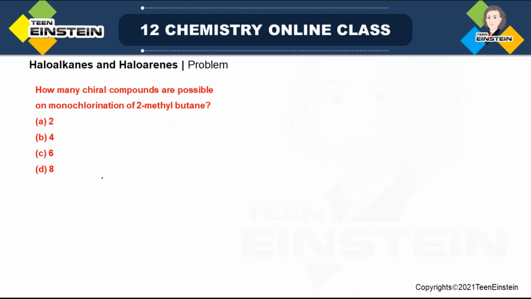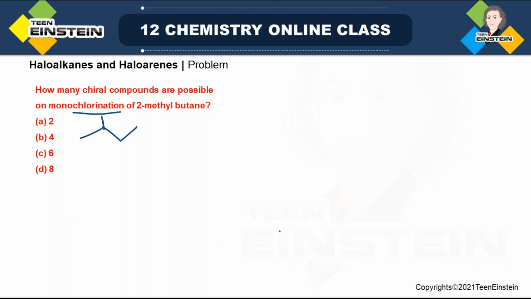So this method that we have just seen, that is, starting from an alkane you are making a haloalkane. Based on this, we have a question here: how many chiral compounds are possible when you are doing monochlorination? It is clearly mentioned that it is monochlorination, that means only one hydrogen will be replaced by one chlorine. And monochlorination of which compound? It is 2-methyl butane. Okay, so butane is this molecule, and at 2 position there is a methyl group. So this is the structure.